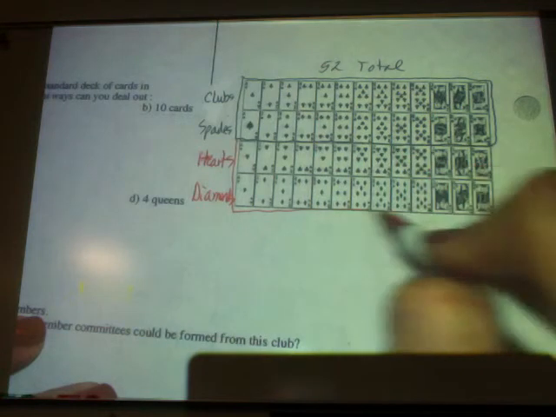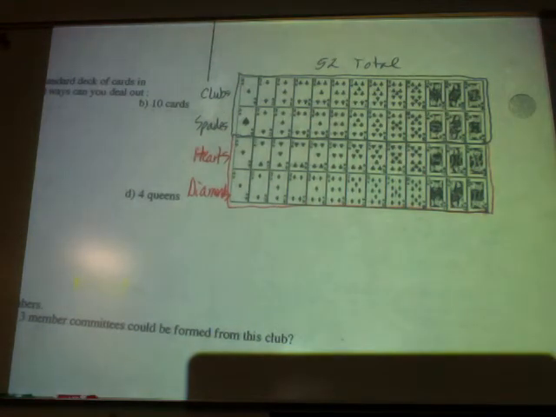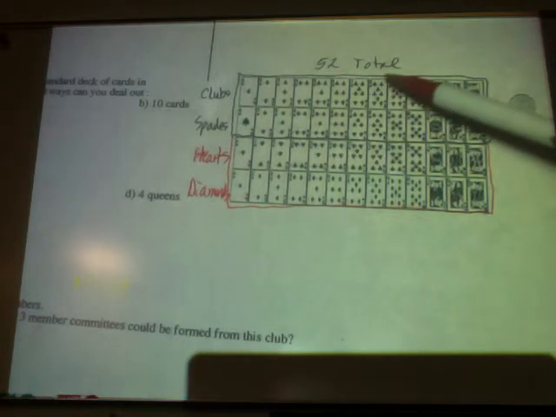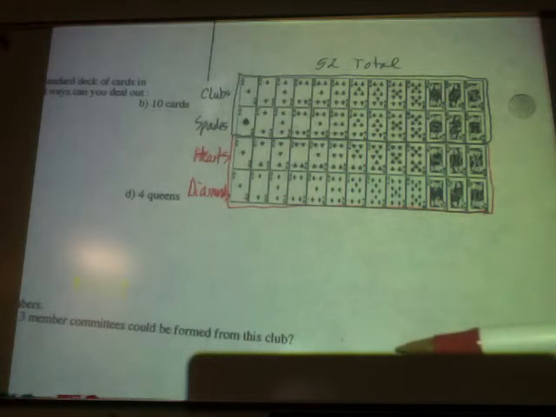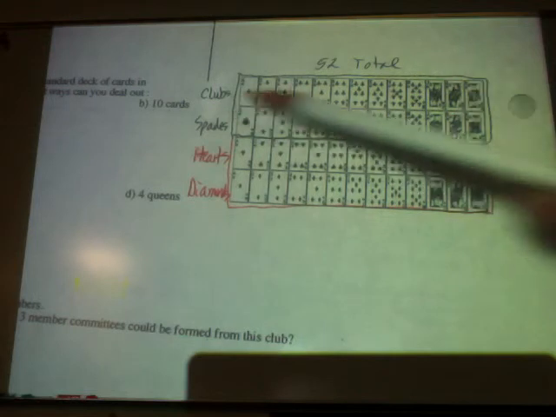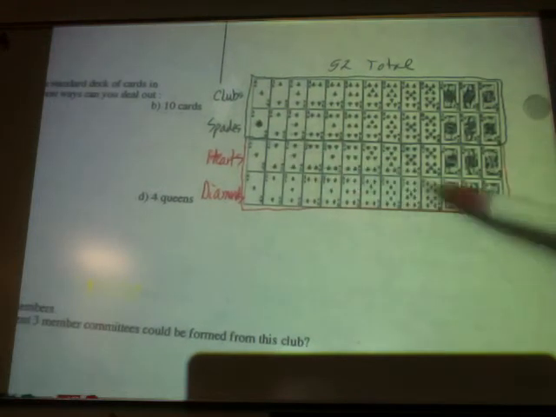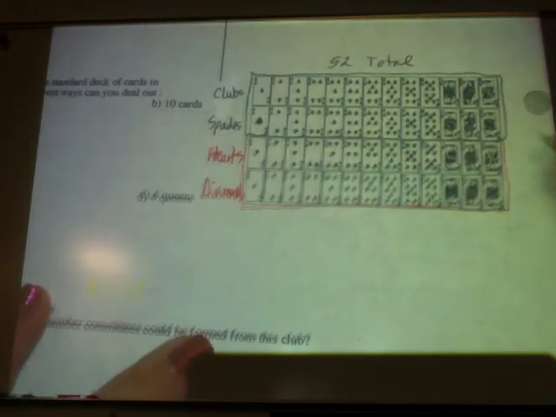So you're going to start to be asked a whole lot of questions about cards as we go along with this probability unit. But for today, you need to know that you have 52 total. You have four suits. So if I asked you how many ways could I arrange a suit of clubs, you have to know how many cards are in a suit of clubs. How many cards are in each of these suits? 13. What's 13 times 4? 52.